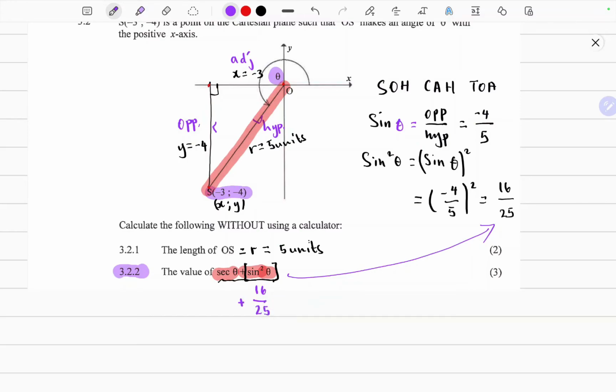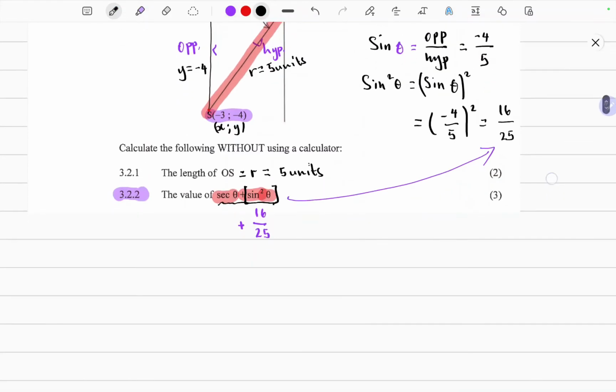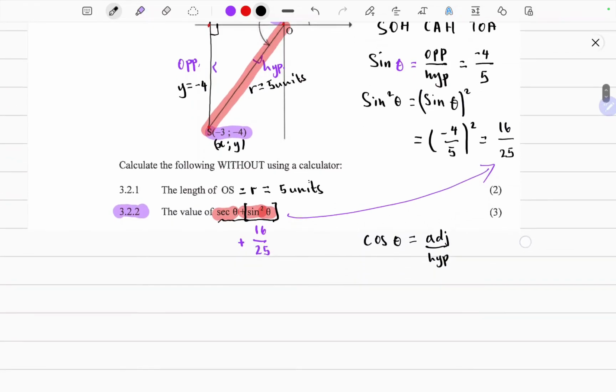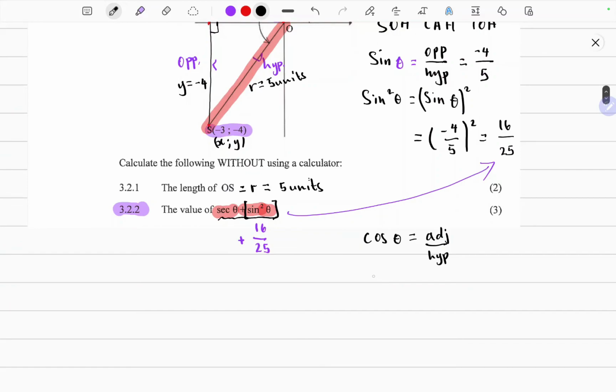So now the objective is to find sec theta, but we know there's a relationship between sec theta and cos theta. They are reciprocals of each other, so we can work sec theta out from cos theta. So by definition, cos of a given angle is equal to the adjacent side over the hypotenuse. And we know that sec theta is equal to 1 over cos theta.